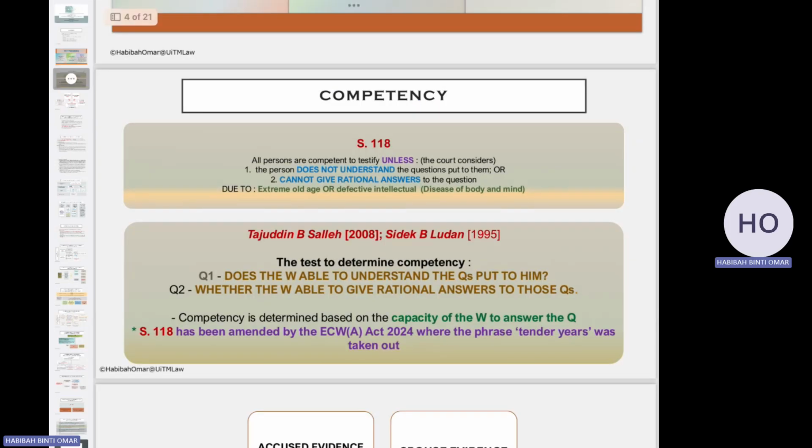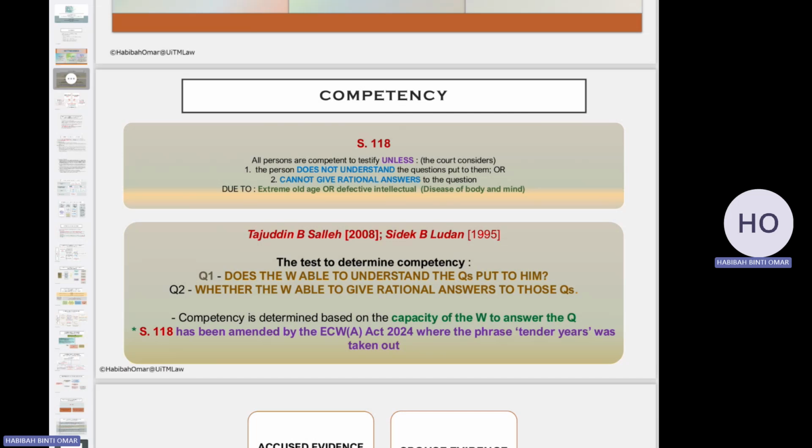So, in the last lecture, we looked into the concept of competency, compatibility, and privilege. We understand that when we deal with competency, we are basically asking whether the person understands the question put to them and whether they are able to give rational answers to those questions. Under Section 118 of the Evidence Act, all persons can testify. So everyone is competent to testify if they answer the two questions just now positively.